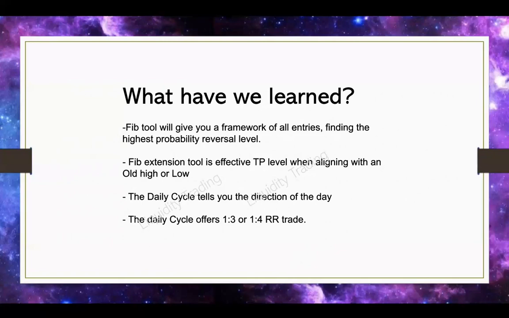You will have to implement the fib retracement with other techniques and other confluences. Now, the fib extension tool is an effective take profit level when aligning with old highs and old lows. The daily cycle will tell you the direction of the day. The daily cycle will only offer you a 1 to 3 or 1 to 4 risk reward, and do not focus on anything higher than 1 to 4 in the daily cycle. Now, the daily cycle will make you consistent, and this technique will mostly happen every day or every second day.